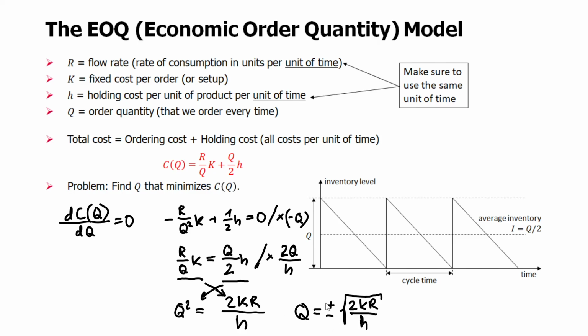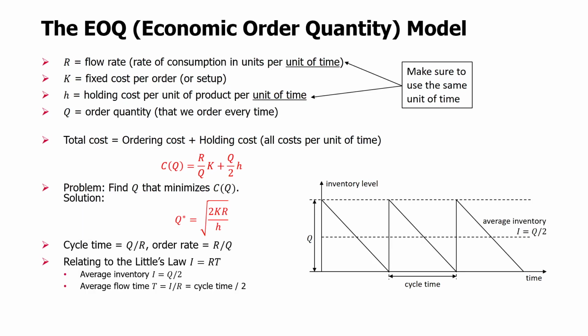But then Q could be positive or negative, except that, in fact, a quantity that we order can never be negative. It should always be positive. So you can forget about the negativity. It's always positive. And so we get the optimal order quantity.